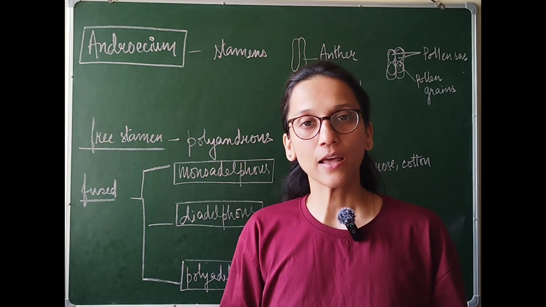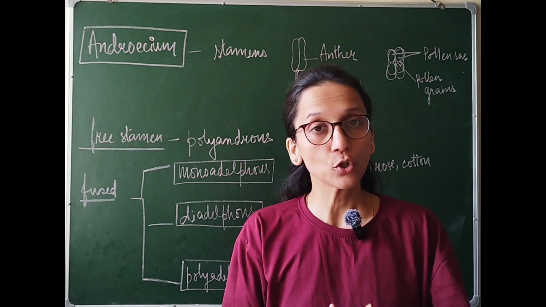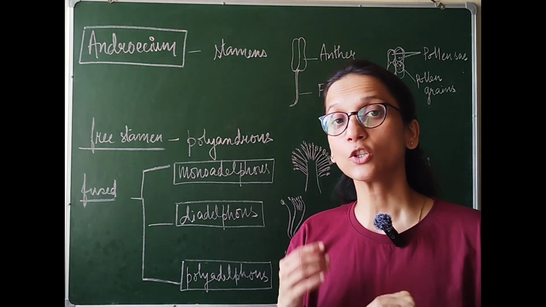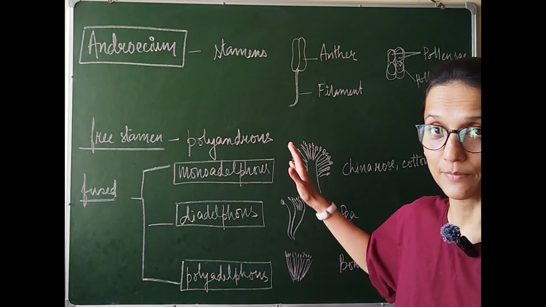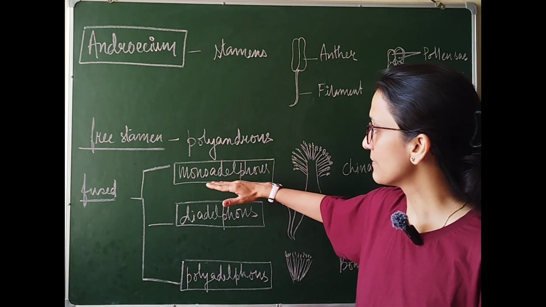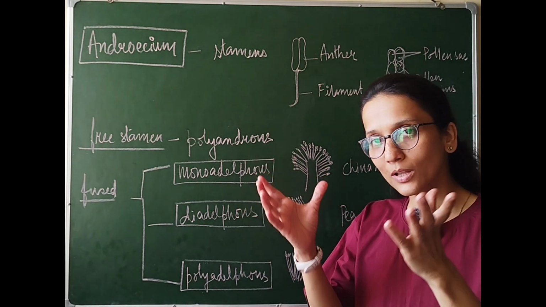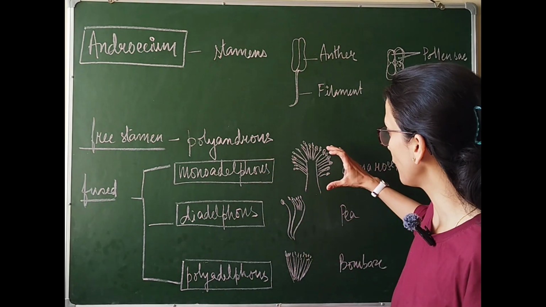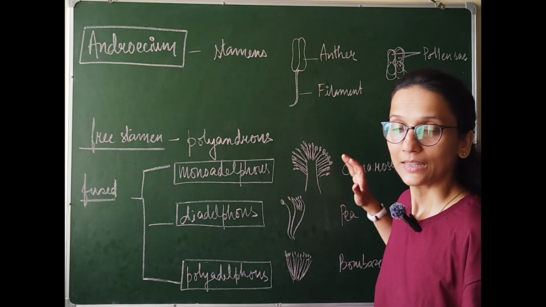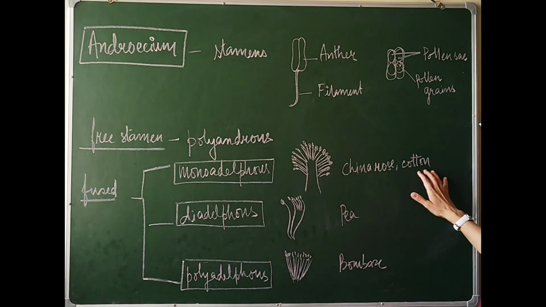But in many flowers, these stamen appear in fused form. So there are 3 such fused states in which the stamen can appear. Number 1 is monoadelphous. Mono means one. So in this, all the stamen unite together to form one structure. This is seen in China rose and in cotton.